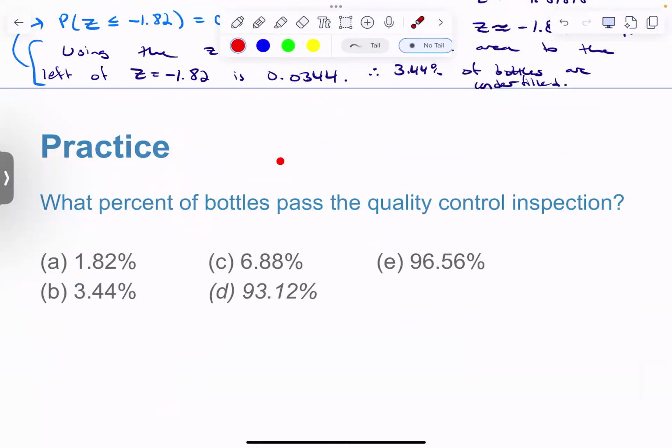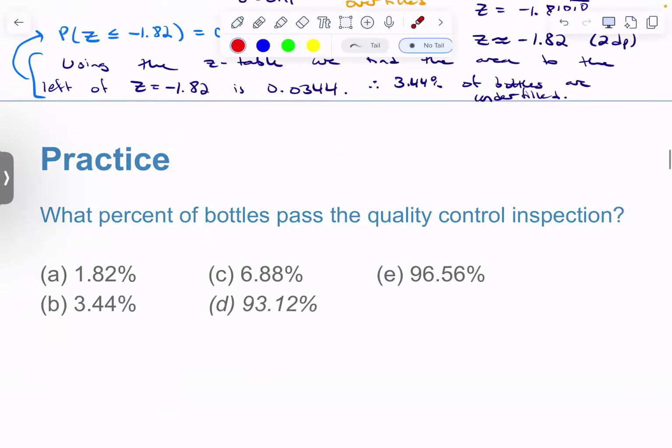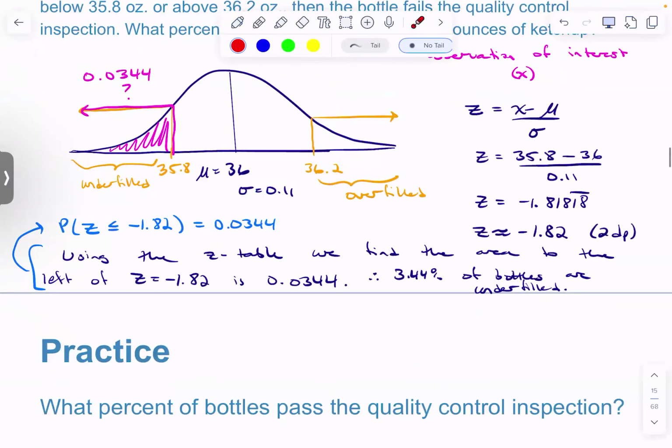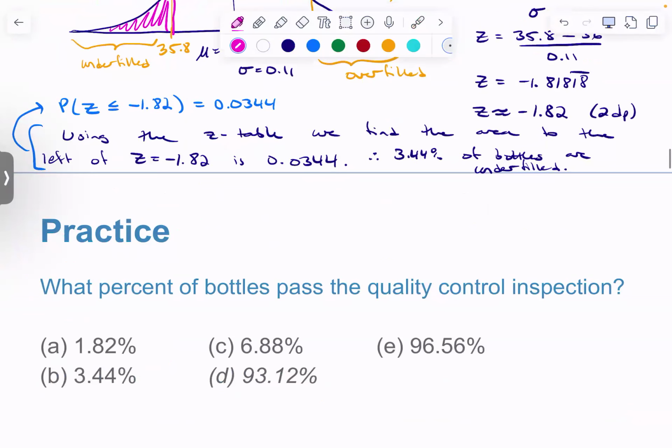I'll leave this one so we can start here, but I want you to try it. What percent of bottles pass the quality control inspection? What area are you looking for? This area, between 35.8 and 36.2. Let you think on that over the weekend. Try this for Tuesday.